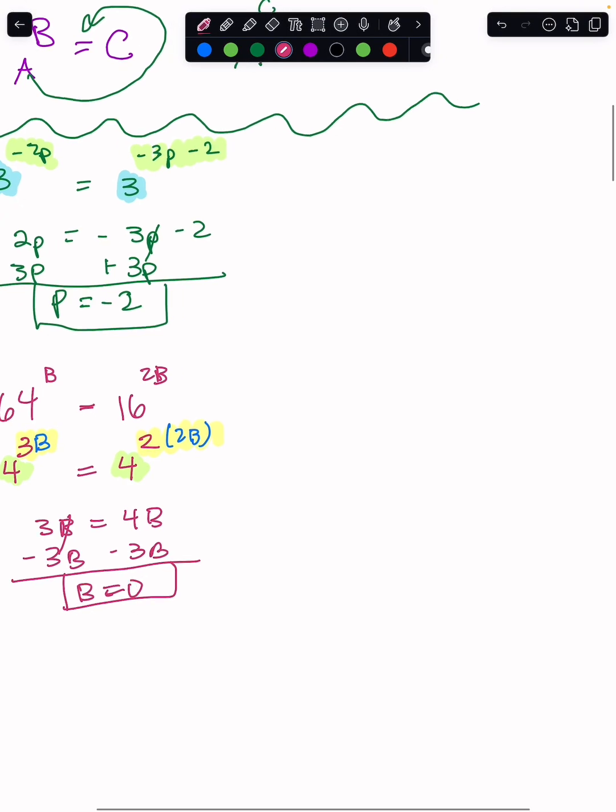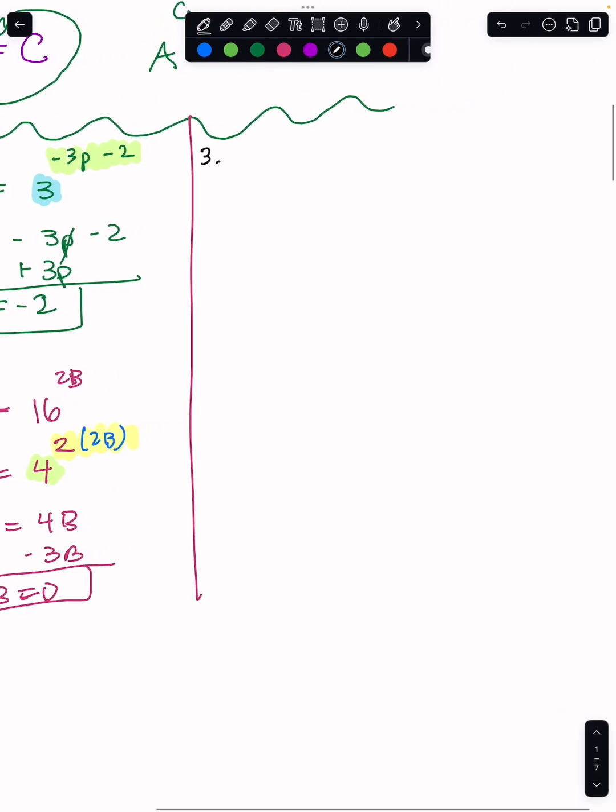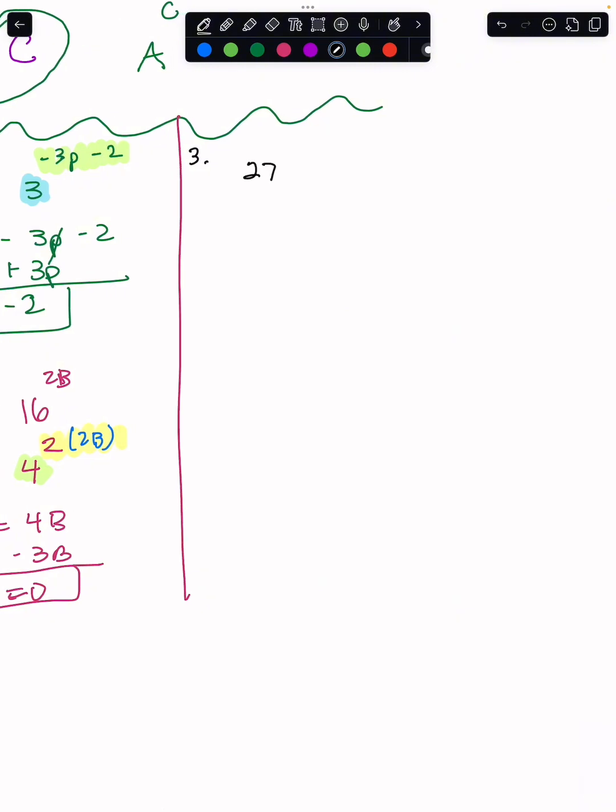And let's use this side. Let's do number 3 on this side. Number 3 says 27 to the negative k equals 1/3. I got to figure out how I can get the same base, and 27 happens to be 3 cubed. And don't forget, I have this k already up here.